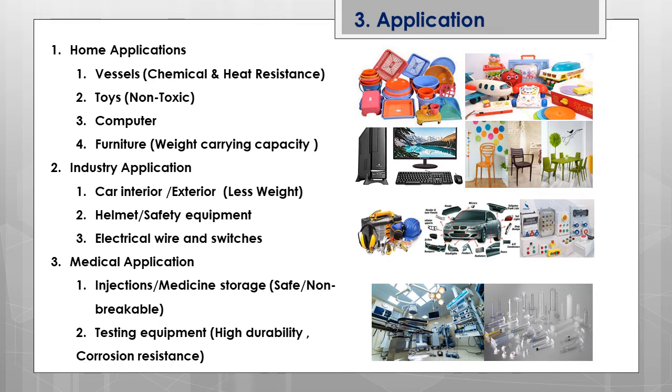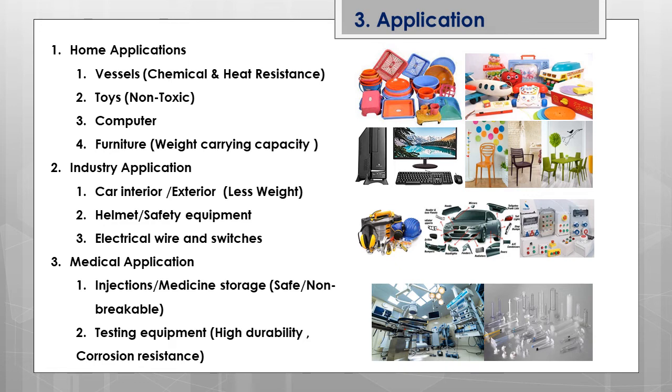Home appliances, vessels, toys, computers, furniture, all across the area. And in industry, car interior and exterior, helmets, safety equipment, electrical wire and switches where the insulating nature is good. That is the area where we use plastics. And medical equipment: transparent, safe, chemical resistant; injections, medicine storage and test equipment cover all these areas. Nowadays, with low weight, it is replacing metal in all areas.